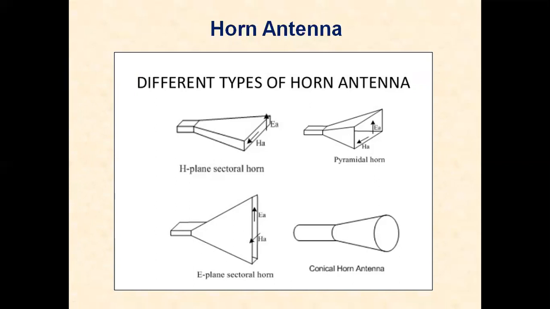So let me repeat this structure, how the different types of horn antennas are produced. H-plane horn, it is a sectorial horn, which is flared out in horizontal direction. The E-plane horn is also a sectorial horn, which is flared out in vertical direction only. The pyramidal horn is the horn which is flared out in both the directions. The circular horn is similar to H-plane or E-plane horn, but it is now flared out from a circular waveguide.